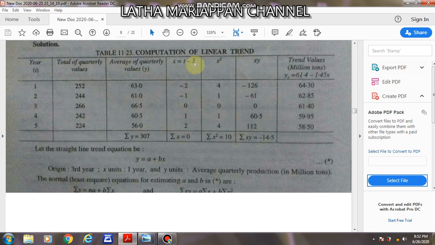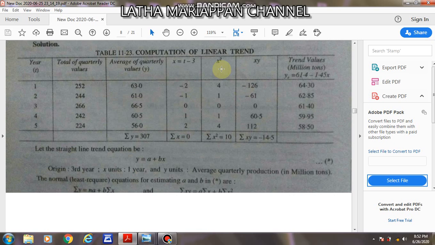So what you will get, for each value you have to put the year, the t value. So t is equal to 1. 1 minus 3 you will get minus 2. Next one is 2. 2 minus 3 you will get minus 1. Next one is 3. 3 minus 3 you will get 0. Then 4 minus 3 you will get 1. 5 minus 3 you will get 2. If you add, you should get 0. Summation of x is equal to 0.